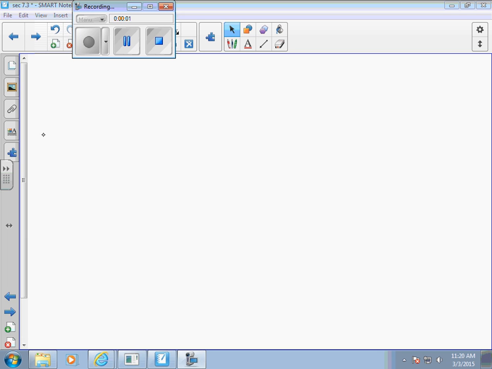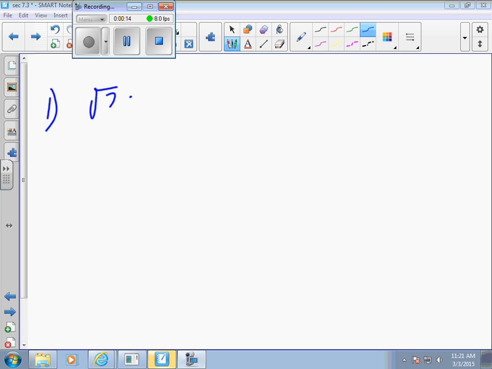Here we are. Let's take a look at questions 1 through 12 on section 7.3. The first question says the square root of 7 times the square root of 2. We can rewrite this because they are the same root. We can write them under a common square root, and I would get the square root of 14.